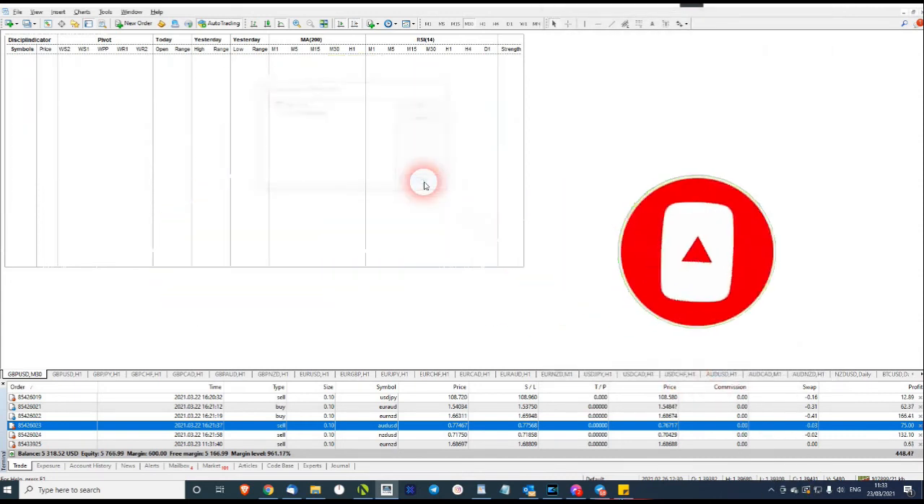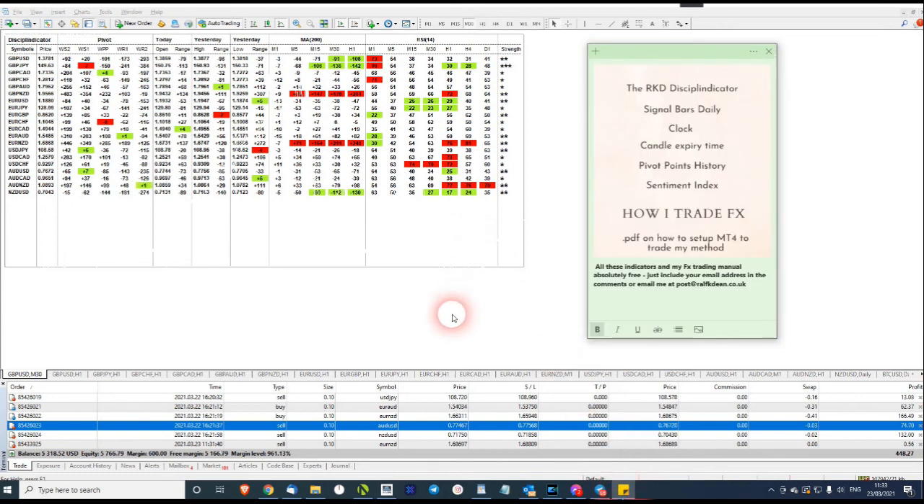So that's basically it on my Disciplindicator. Very useful tool, invaluable, and yours, free.